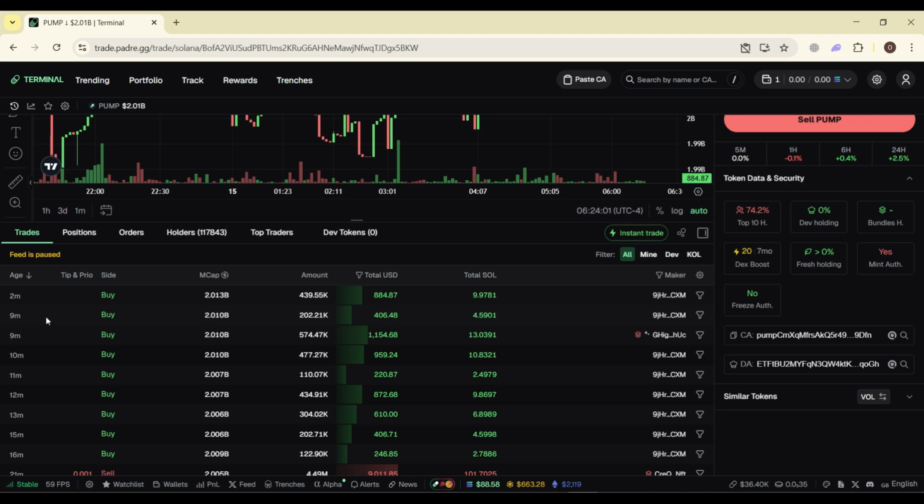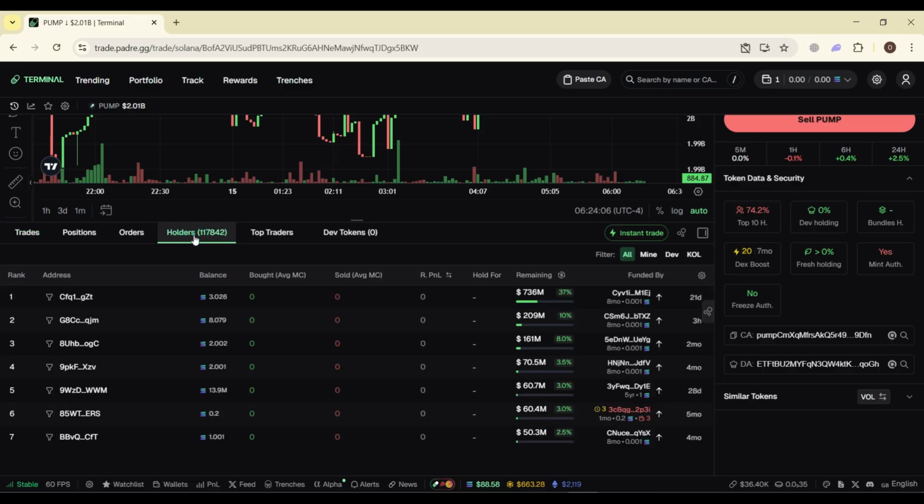After that, here's section 4, which is holder distribution. As you can see here, this is the holder. Another important part of on-chain data is holder distribution. This shows how many wallets hold the token and how much each wallet owns. If a single wallet owns a huge percentage, that could create a risk.